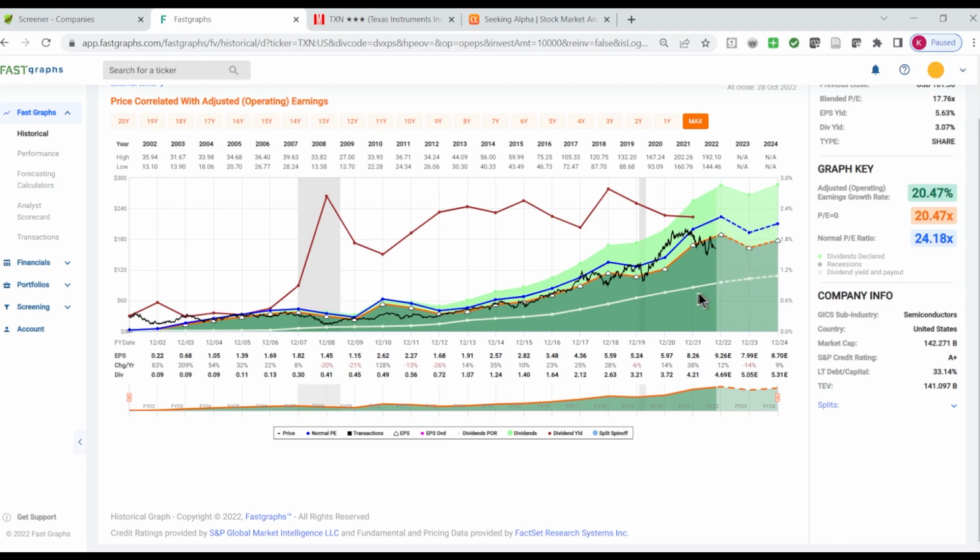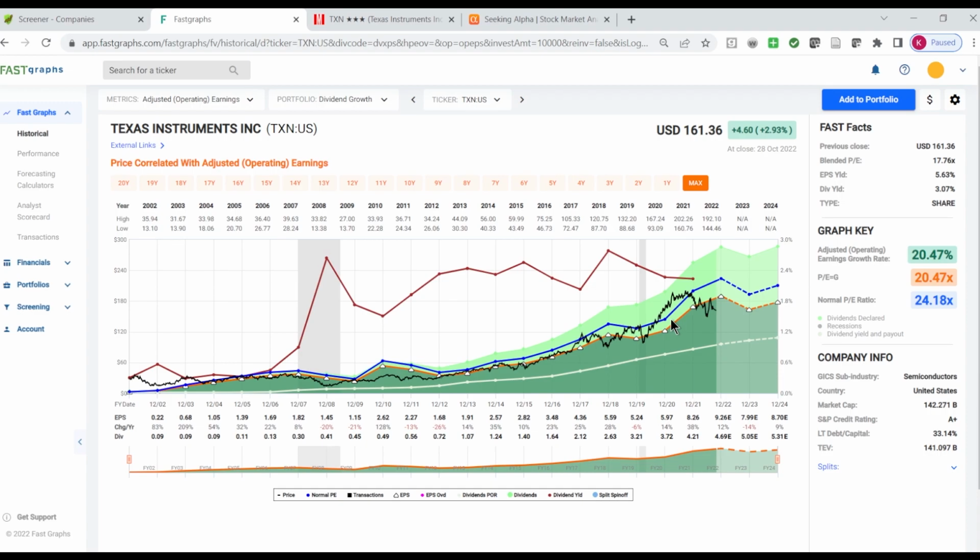It also shows you the payout ratio. This white line here is the payout ratio compared to the earnings. And so you can tell whether a stock is paying out too much of its earnings. So it's very visual. There's a lot of other things that it can do.